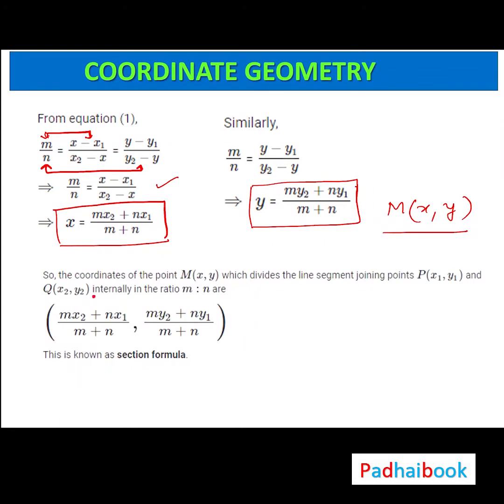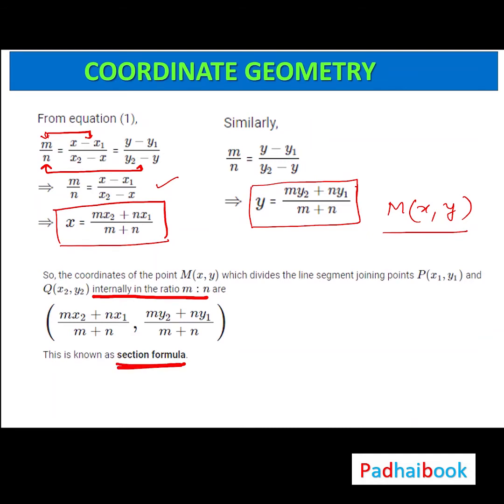So here we have the formula that the coordinates of the point M, which divides the line segment joining the points P(x1, y1) and Q(x2, y2) internally in the ratio m is to n, is (m x2 plus n x1) upon (m plus n), comma, and the y coordinate is (m y2 plus n y1) upon (m plus n). And this formula is known as the section formula.